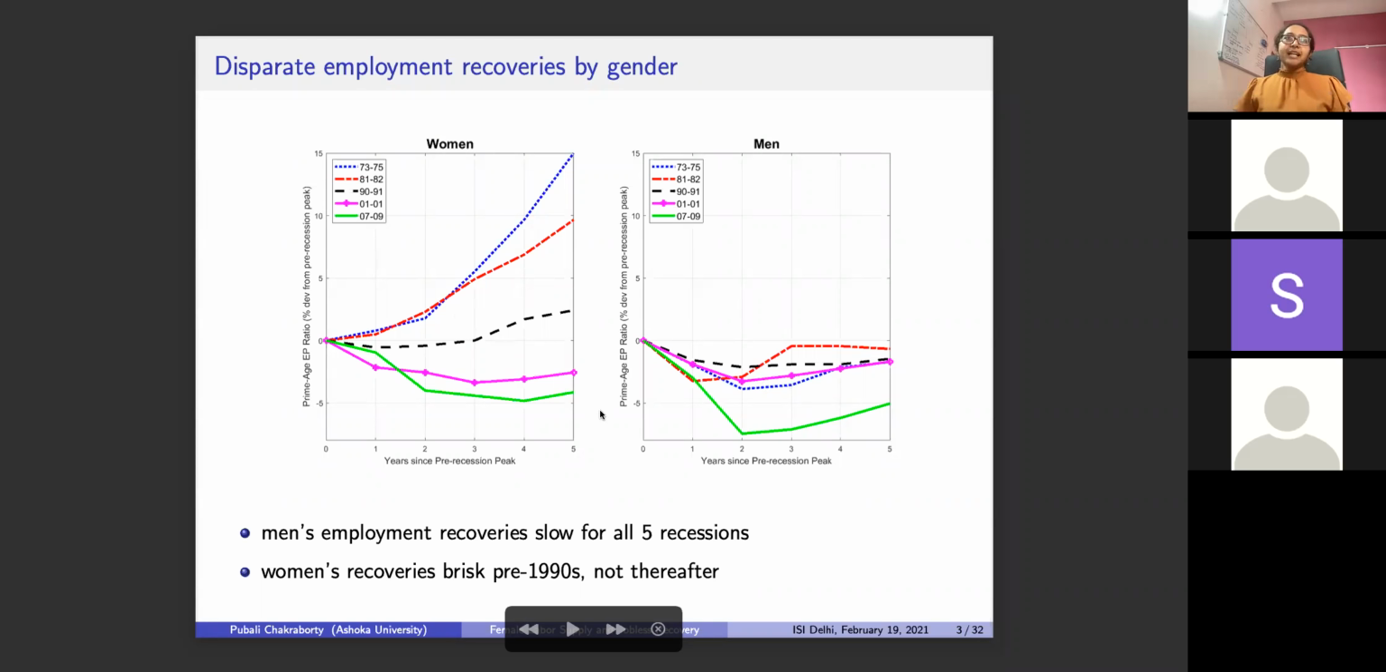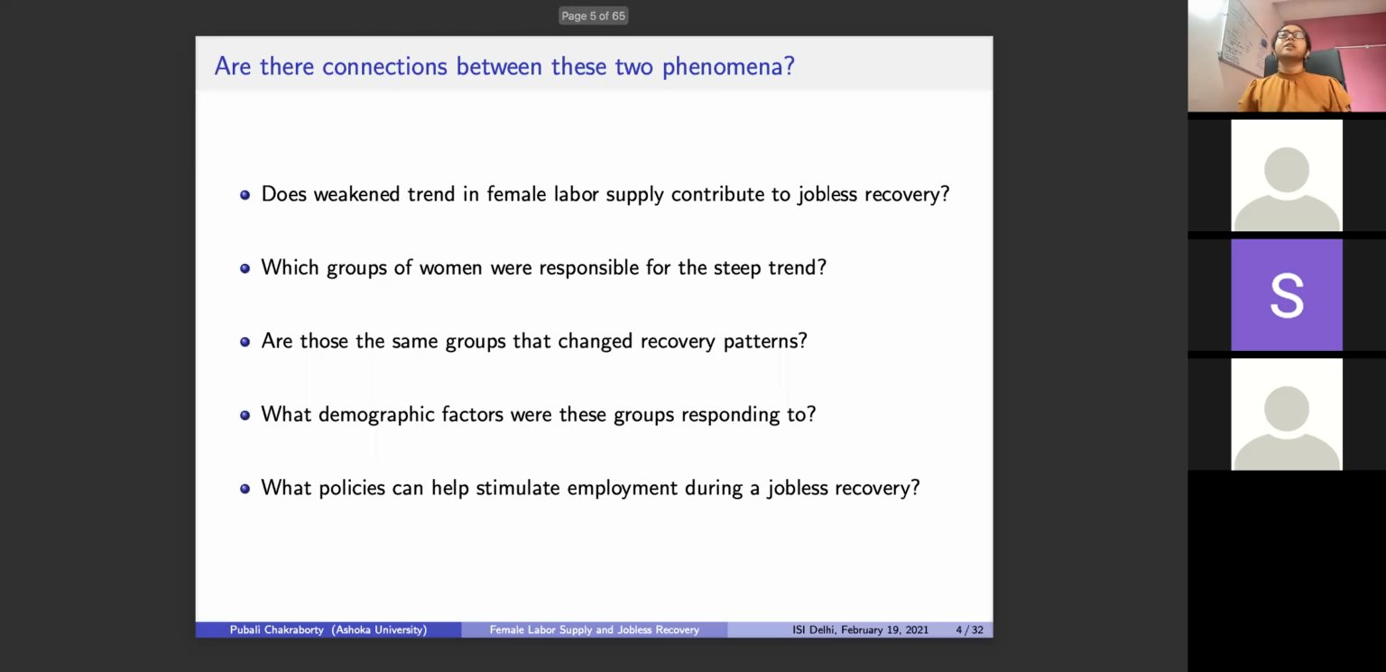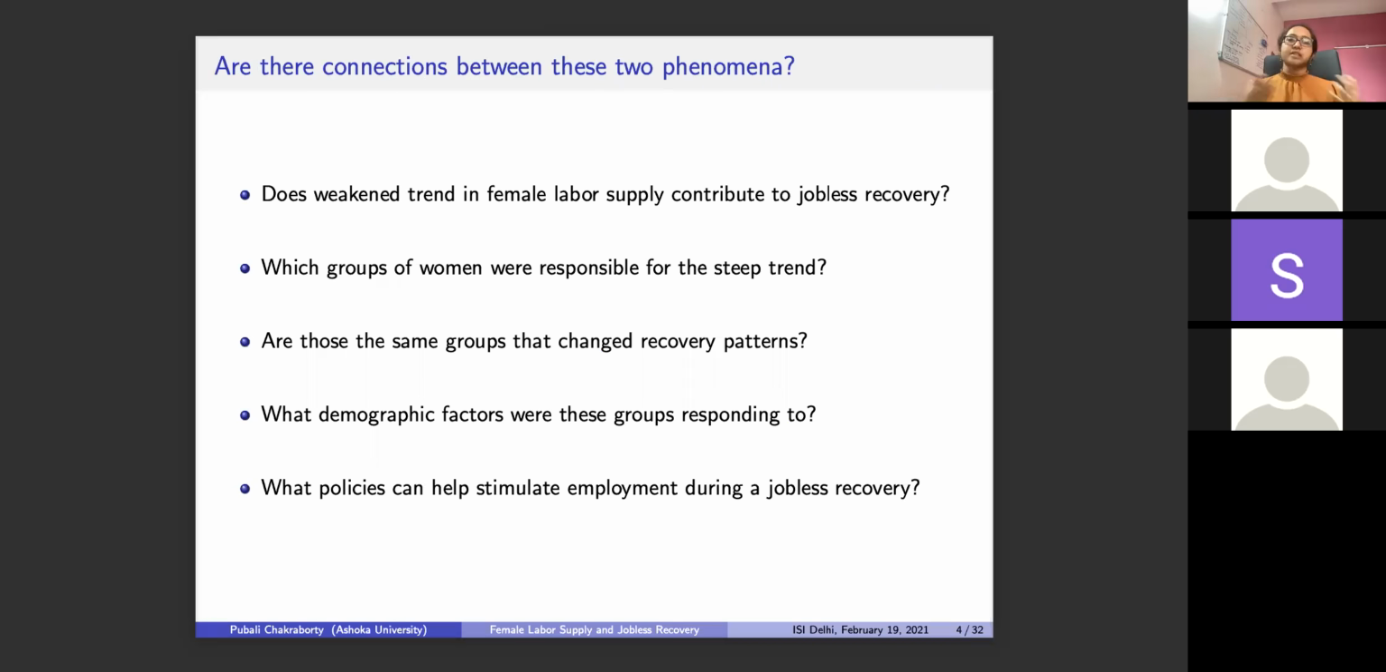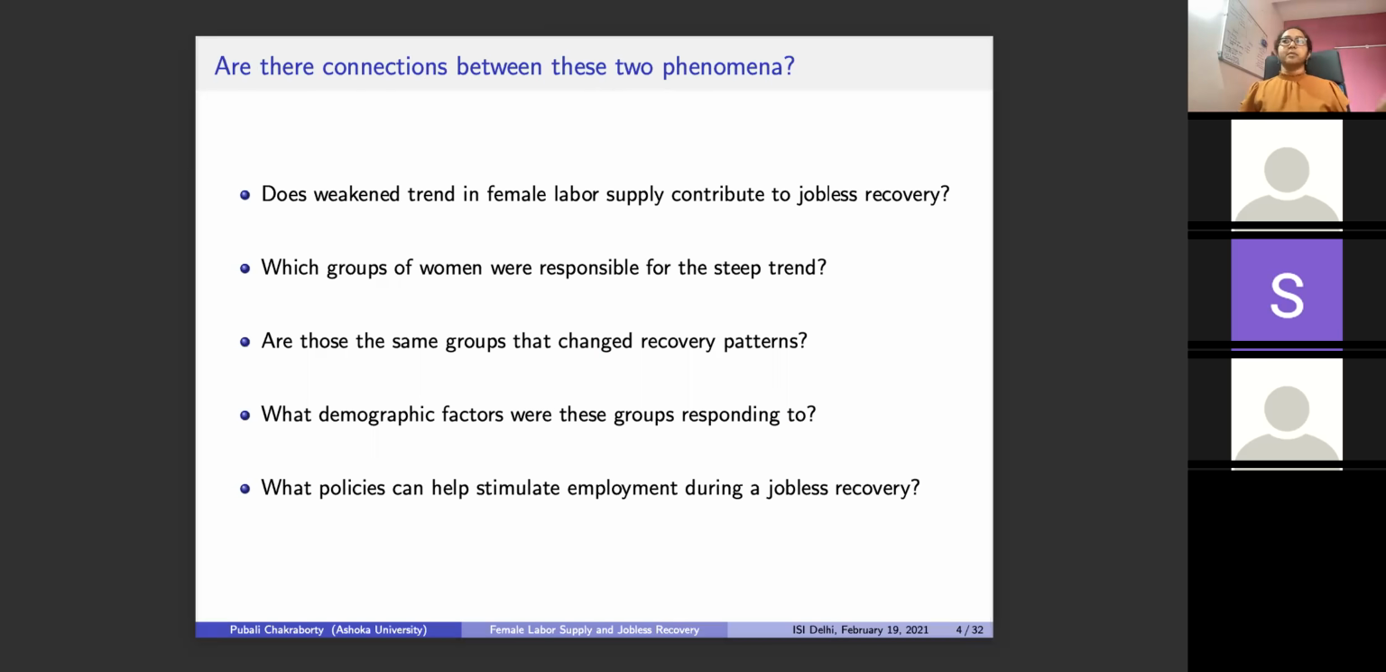So that brings me to the question in this paper, which is, are there connections between these two phenomena? So does the weakened trend in female labor supply contribute to jobless recovery? And in order to understand this relationship better, I start by looking at which groups of women were responsible for this steep trend that existed prior to 1990.